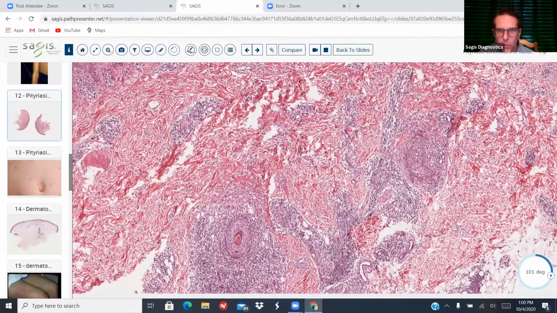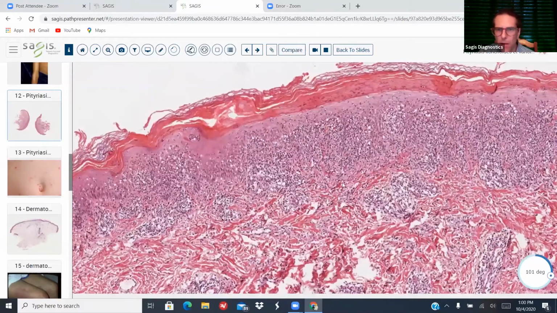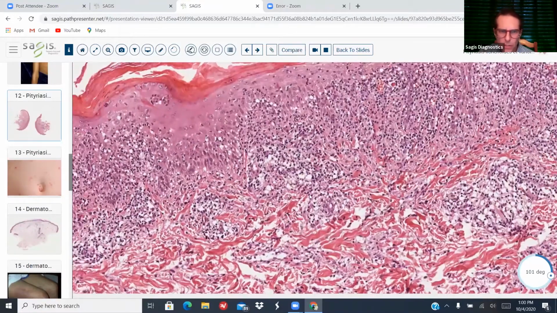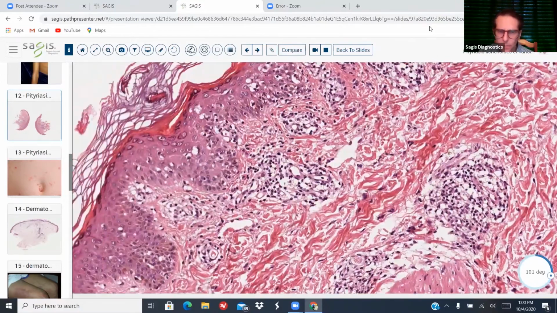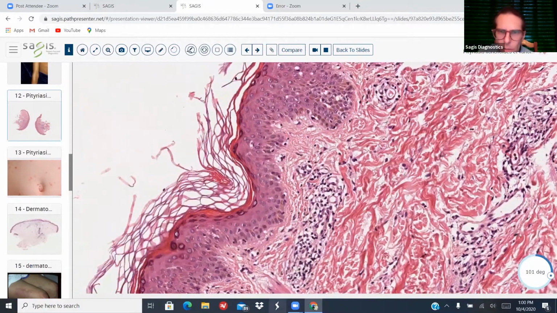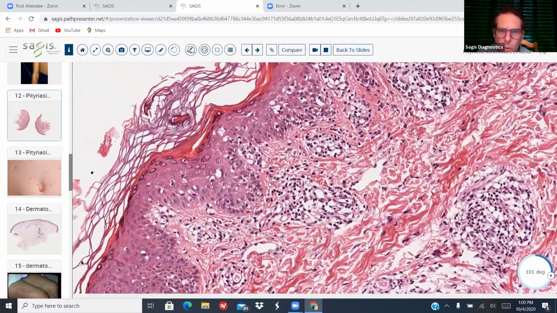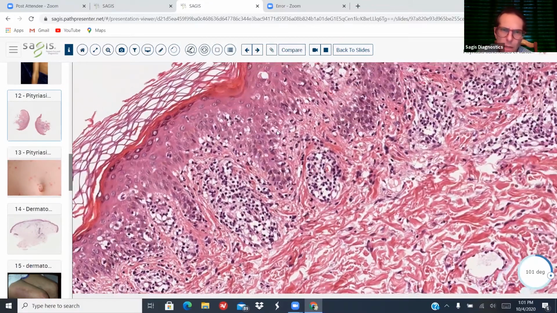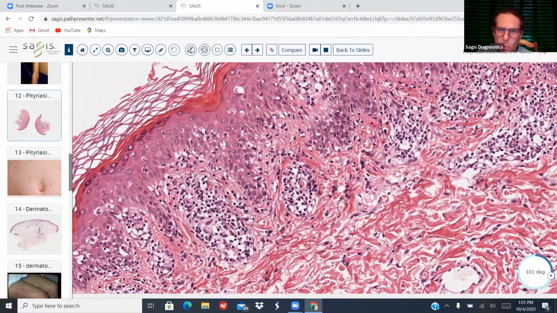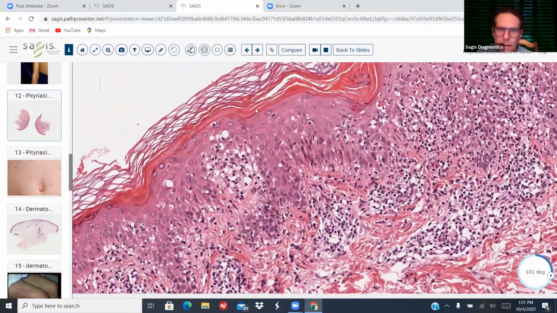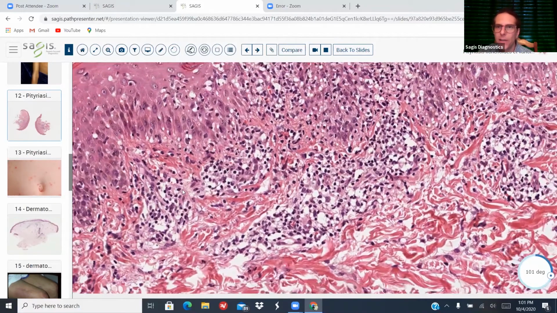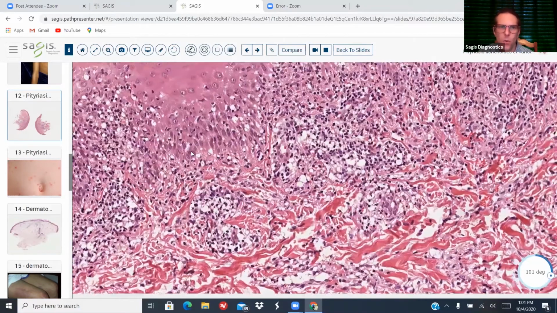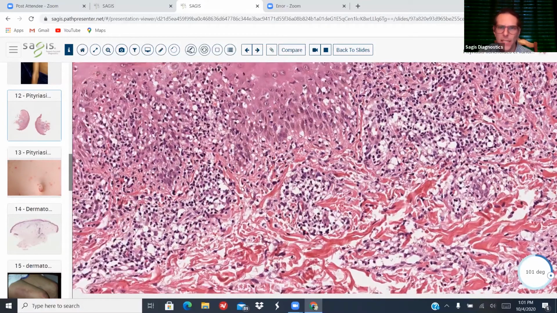It's periadnexal, and that may or may not be helpful. So let's go and make sure that this is an interface dermatitis. In order to do that, we're looking for necrotic keratinocytes. There's one there, there's one there. And of course, this also has vacuolar interface dermatitis with tons of holes, white spaces at the DEJ.